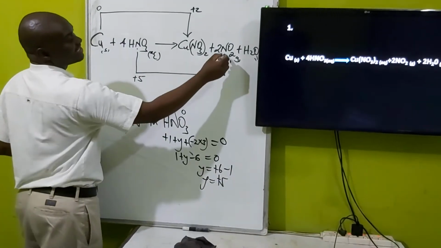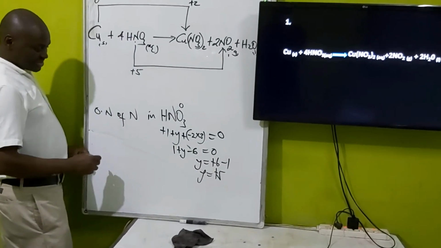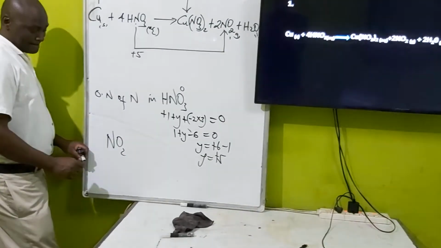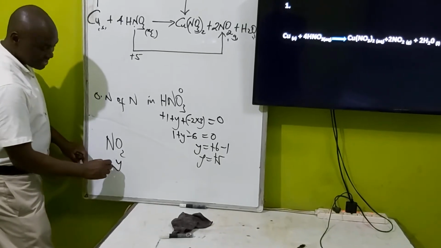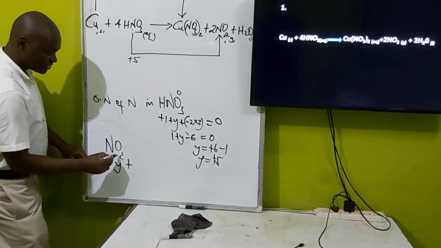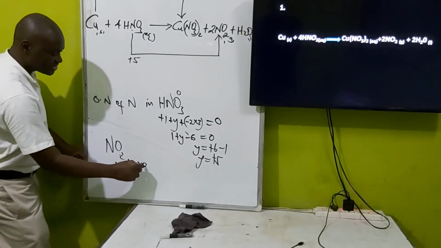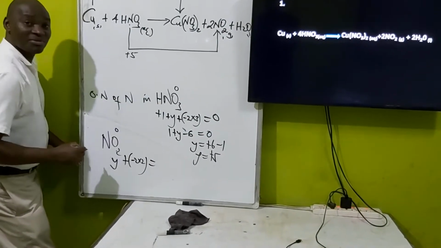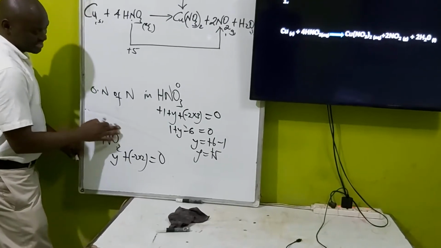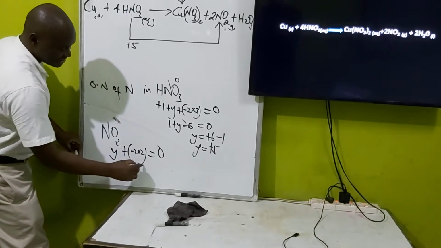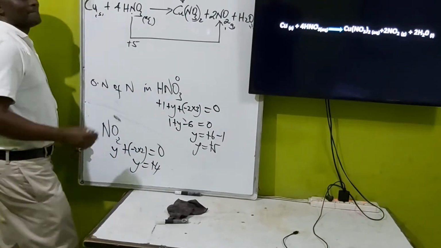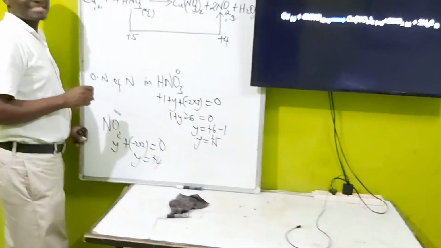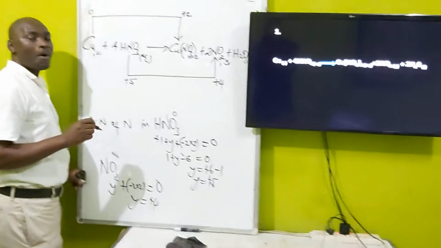Then we calculate for nitrogen in nitrogen oxide. In nitrogen oxide, nitrogen is y because we don't know it. Oxygen is negative 2 times 2. The total gives 0. Therefore, y is equal to positive 4. That's why you call it nitrogen 4 oxide.